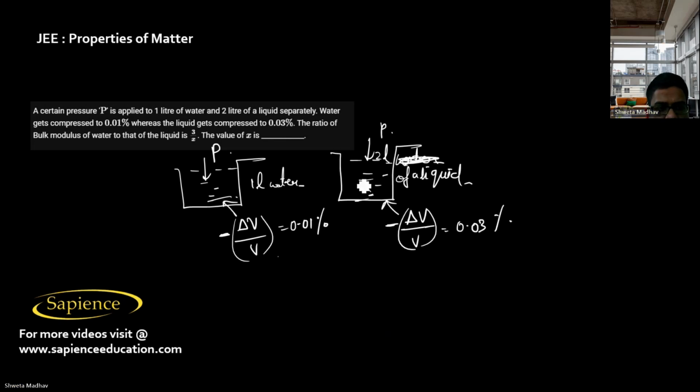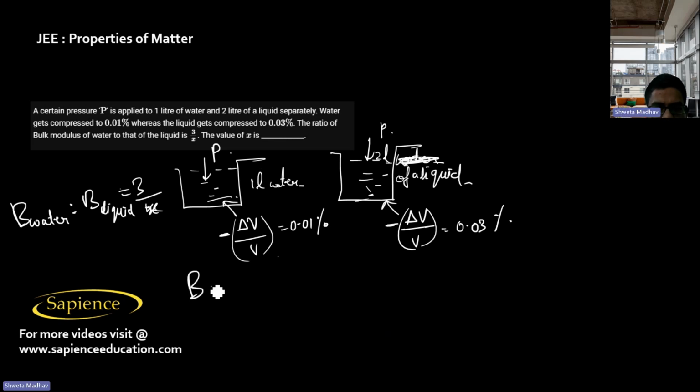0.03%. The ratio of the bulk modulus of water to that of the bulk modulus of the liquid is 3 by x. The value of x is.